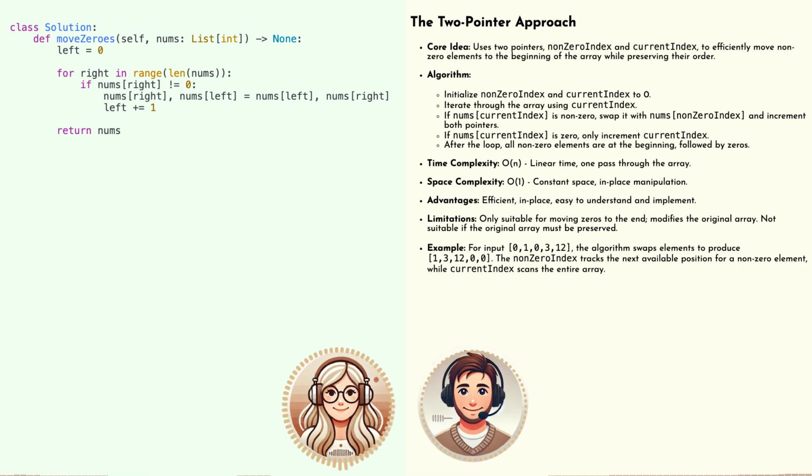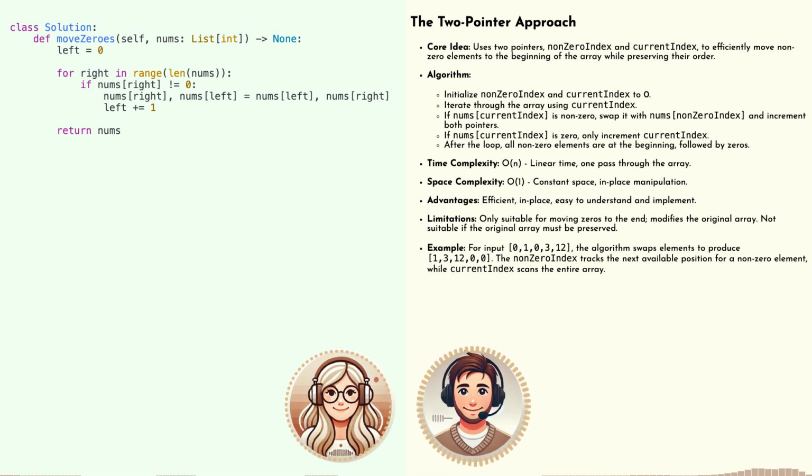Exactly. After the swap, both the left and the right pointer move forward one step and are ready to keep going through the array. And remember how we want to keep those non-zero numbers in their original order? This swapping action helps us do that while simultaneously moving the zeros towards the back.